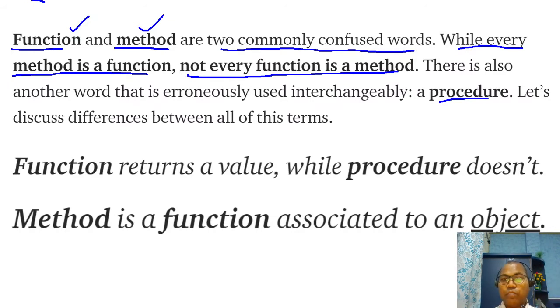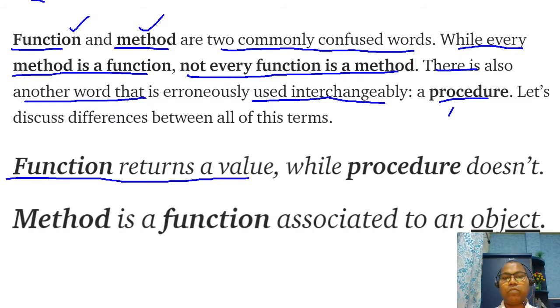There is also another word used interchangeably, procedure. So be clear what a function is and what a method is. A function returns a value, while a procedure does not return any value. This is the major difference. If you're talking about a procedure, it does not return any value. In Kotlin, each function returns some value, so Kotlin by default only supports functions, not procedures.